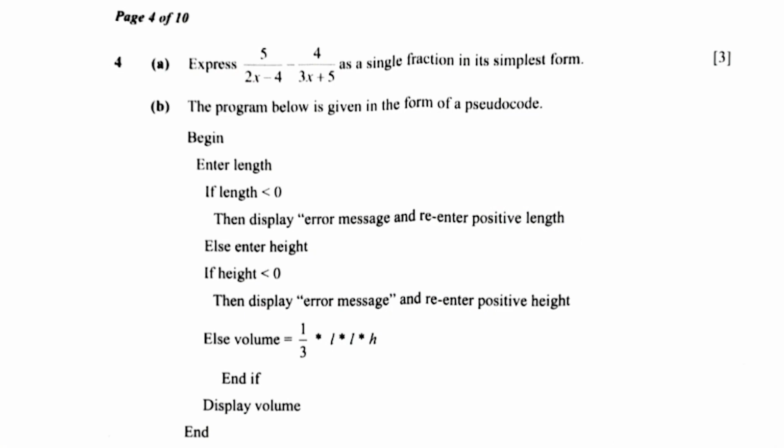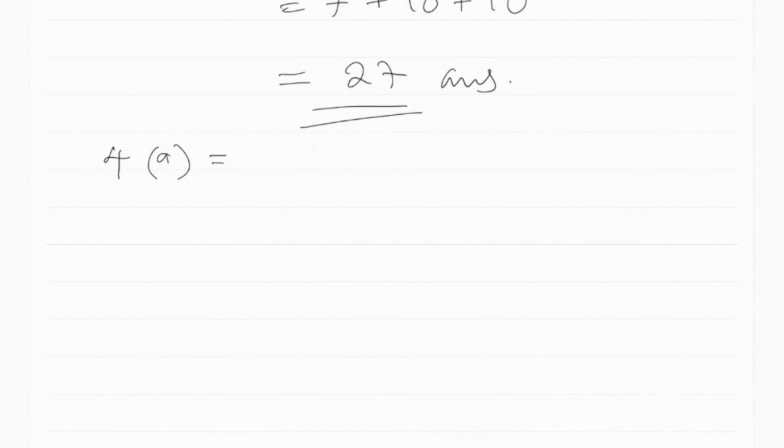We are going now to look at the next question, which is question 4. Question 4a states: express 5 over 2x minus 4, minus 4 over 3x plus 5, as a single fraction. What type of fractions are these? These are simply algebraic fractions.